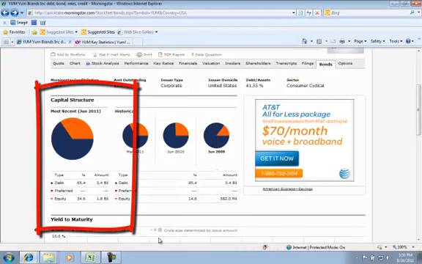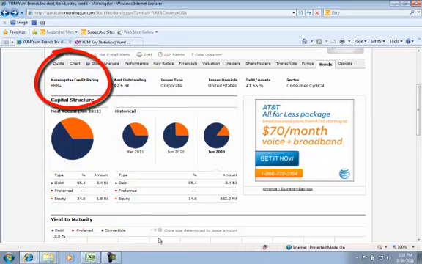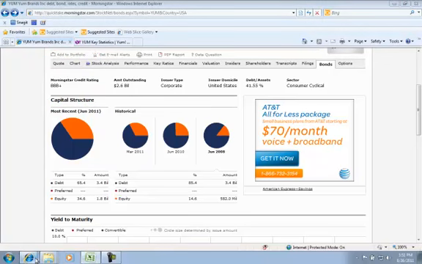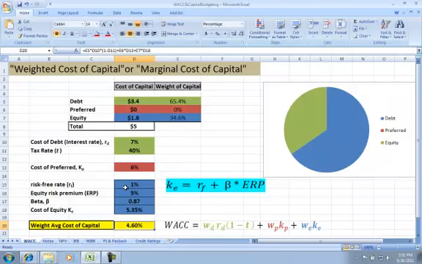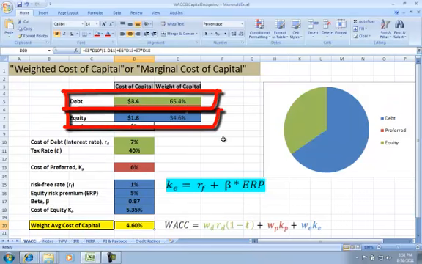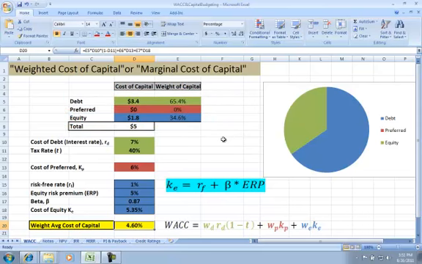Here's the capital structure for Yum Brands. Also, here are Yum Brands' bond ratings, important for determining the cost of debt. Now, I've already placed these amounts here and here. I only need to use their averages, so I don't need to type the entire number in.